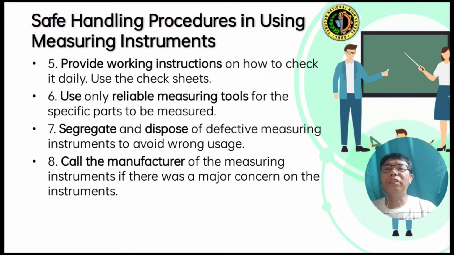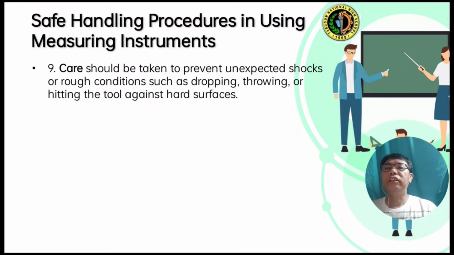Number 8, call the manufacturer of the measuring instruments if there is a major concern on the instruments that is not your function to repair. Possibly some of the instruments are still under guarantee, so you have to call the manufacturer to repair it. Number 9, care should be taken to prevent unexpected shocks or rough conditions such as dropping, throwing, or hitting the tool against hard surfaces.